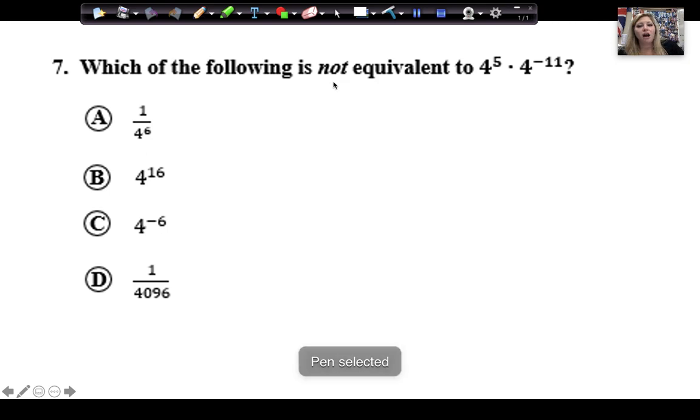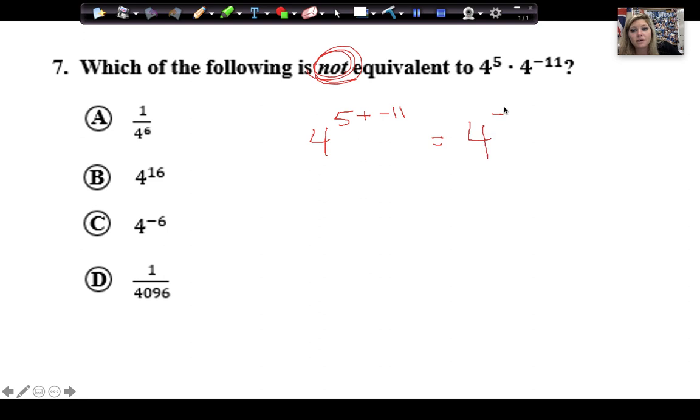Which of the following is not, this is one of those key words, not equivalent to 4 to the 5th power times 4 to the negative 11? When we are multiplying exponents with the same base, we add our exponents. So 5 plus negative 11 gives us negative 6. So 4 to the negative 6th power is equal to it. If we wanted this to be a positive exponent, we could flip it over the fraction bar, so it would be 1 over 4 to the 6th. And then we could actually do that: 1 over 4 times 4 times 4 times 4 times 4 times 4.